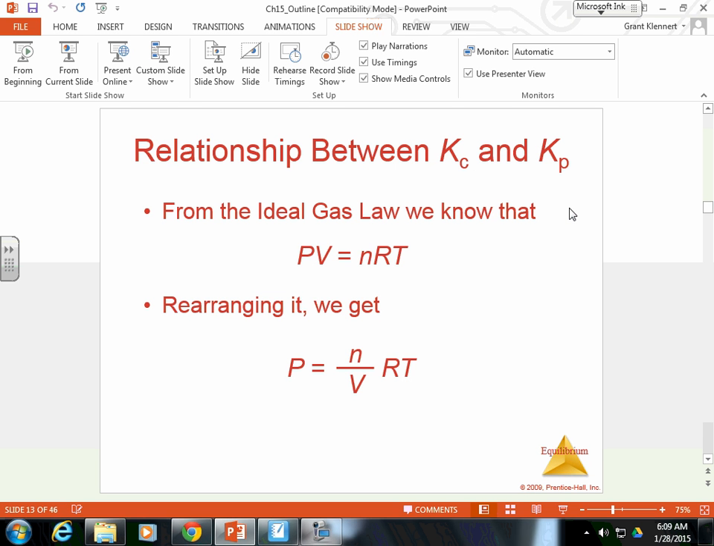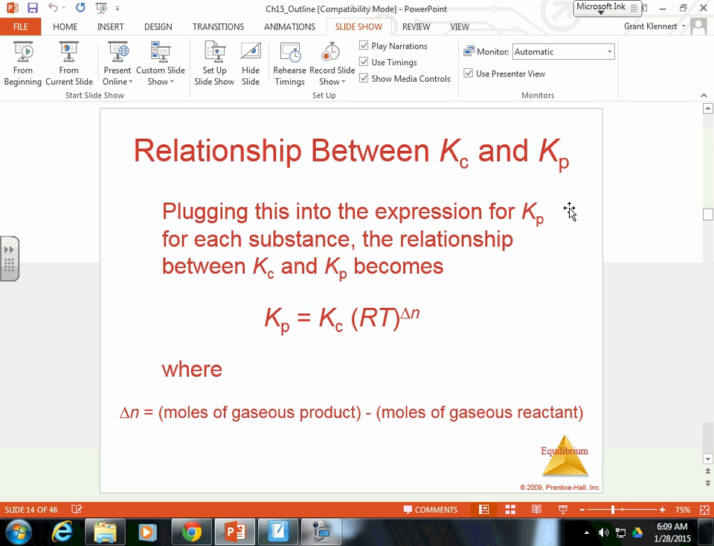So Kc is really the rate of the products over the rate of the reactants, and we can take pressure to do that. However, we can rearrange the pressure equation to get the following equation. Kp is equal to Kc times RT to the change in n. Now the change in n is equal to the moles of gaseous product minus the moles of gaseous reactant.